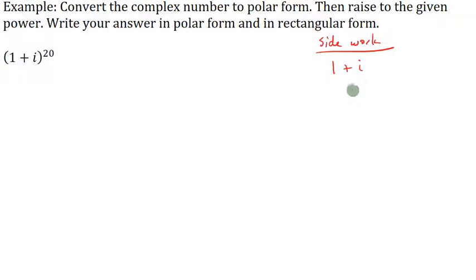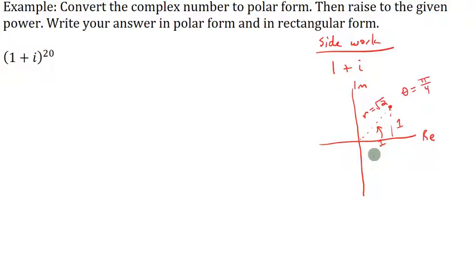1 plus i. If I look at a picture of 1 plus i in the complex plane, it looks like this. I go 1 in my real axis and I go 1 in my imaginary axis. So I get this point here. And my theta, since I went 1 right and 1 up, my reference angle is 45 degrees, so my theta is pi over 4. Okay? So theta is pi over 4, and r is going to be the square root of, well, 1 squared is 1 plus another 1 squared is 2, so r is going to be the square root of 2 using the Pythagorean theorem.